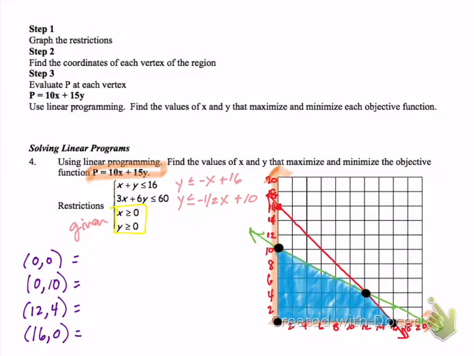Why not 20? Because it's not shaded. So I only shaded the part that they both overlap.